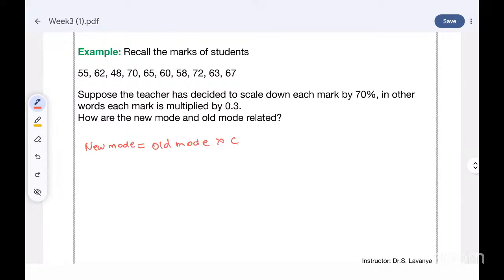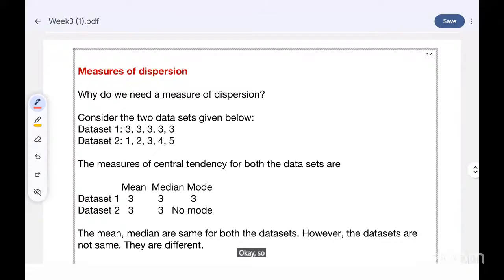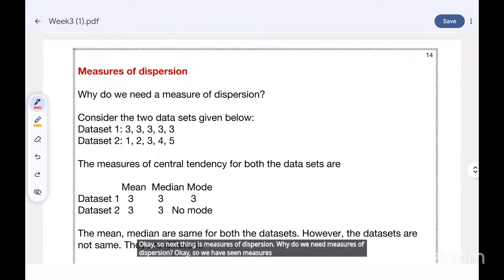Okay. So the next thing is measures of dispersion. Why do we need measures of dispersion? We have seen measures of central tendency, and we know how to calculate them.